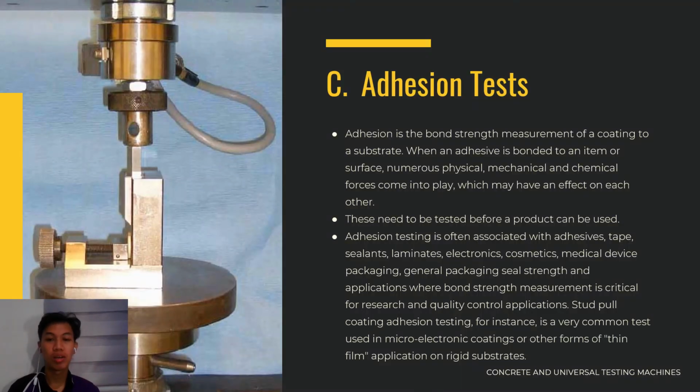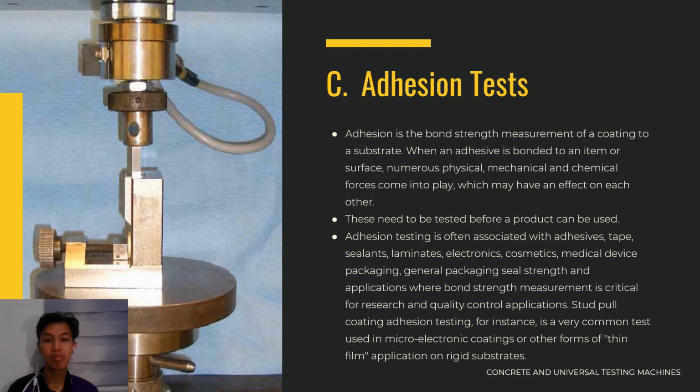Then, next one, we have here the adhesion test. Adhesion is the bond strength measurement of a coating to a substrate. When an adhesive is bonded to an item or surface, numerous physical, mechanical, and chemical forces come into play, which may have an effect on each other. These need to be tested before a product can be used.